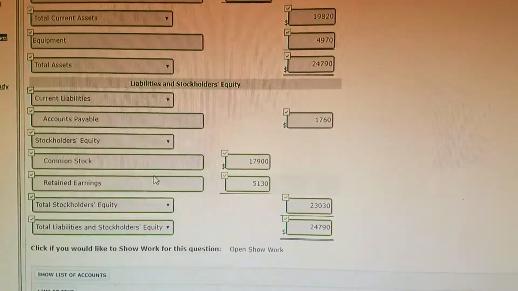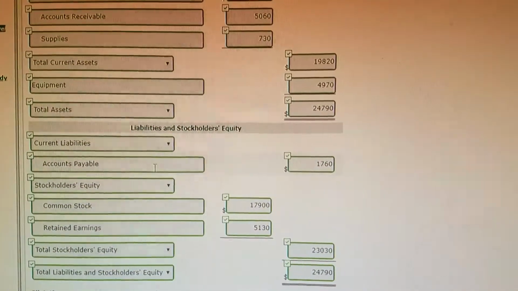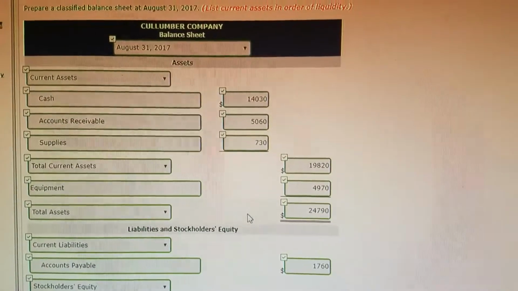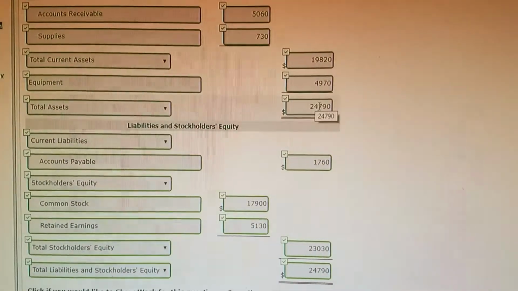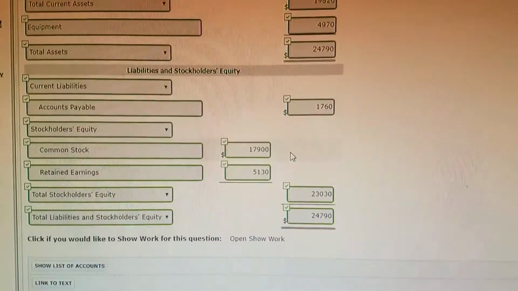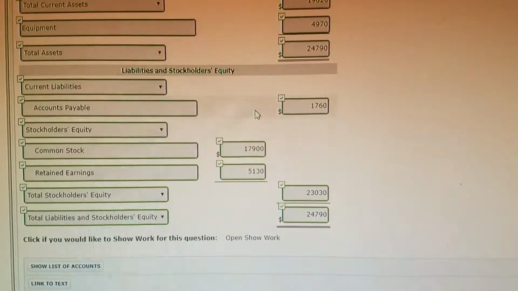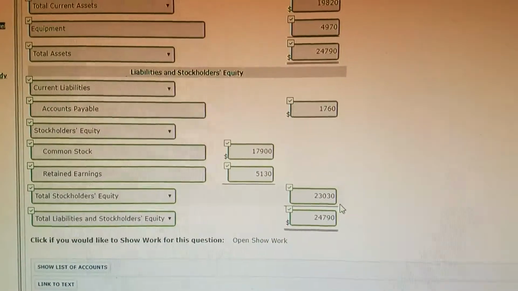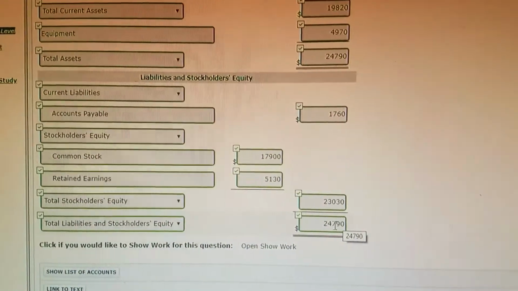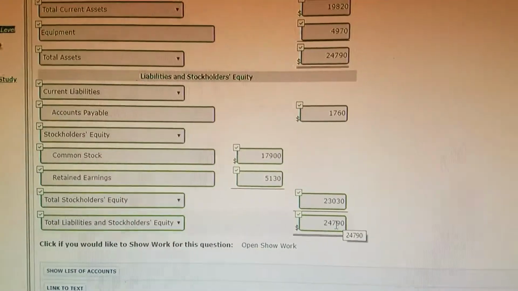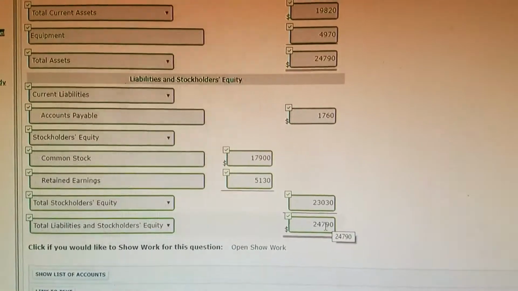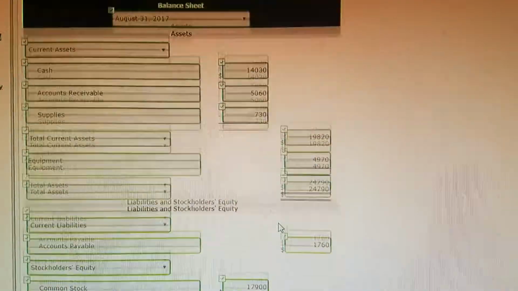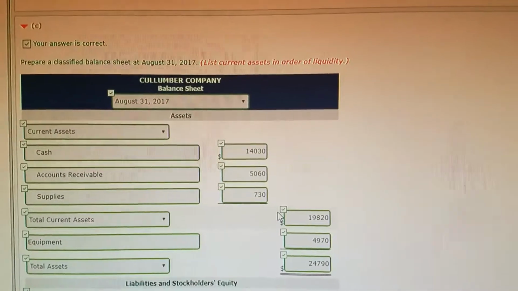So, as you remember, our balance sheet has 2 parts. Liabilities and stockholders' equity must equal assets. So as we have assets of 24,780, we add the total liabilities with stockholders' equity, and we get as a result 24,790, exactly the same as our total assets. So our balance sheet is done, complete, and right.